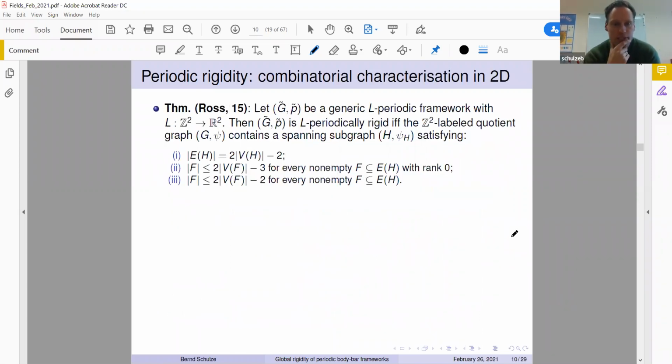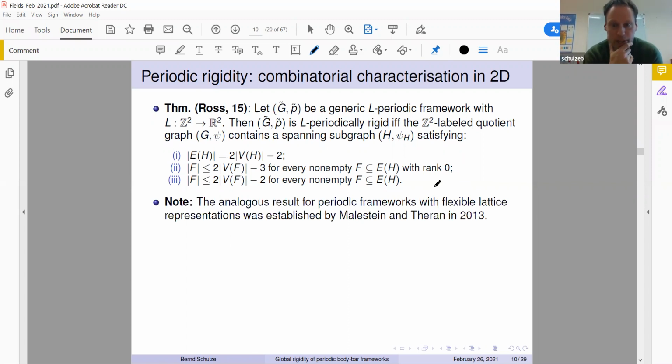Okay, and using this, Elissa gave a Laman type or Pollaczek-Geiringer type result for periodic frameworks in the plane, again with a lattice fixed. She showed that a generic periodic framework in the plane is rigid if and only if the corresponding quotient graph contains a spanning subgraph that satisfies these conditions. So we need the top count 2v minus 2, that's clear. And then we have these sparsity conditions here that split into two parts. If you have a subgraph of the quotient graph that is of rank 0, so this means that this graph doesn't wrap around at all around the fundamental cell, then you have to apply the standard Laman type subgraph count. But otherwise, of course, you use this adapted periodic count.